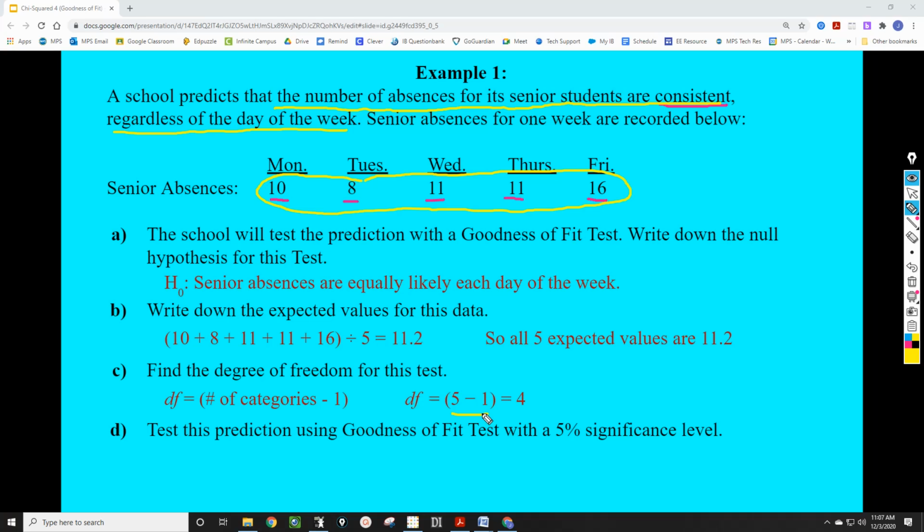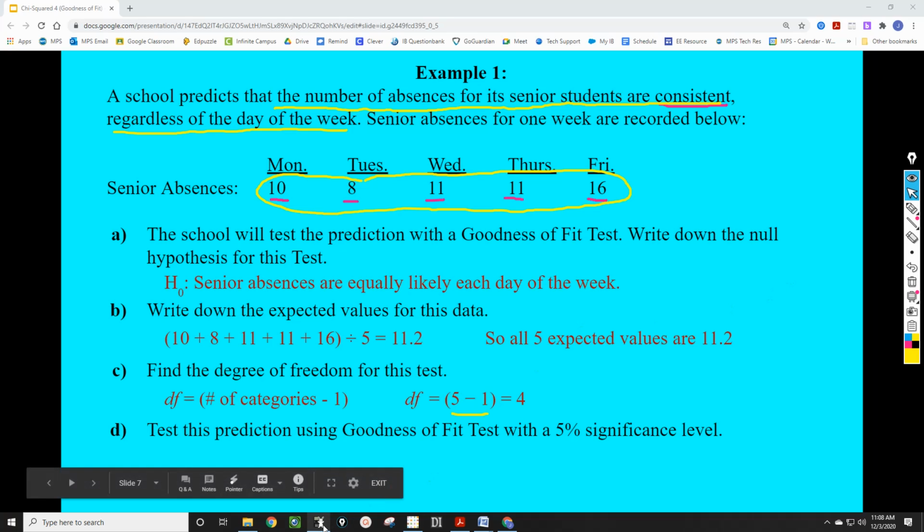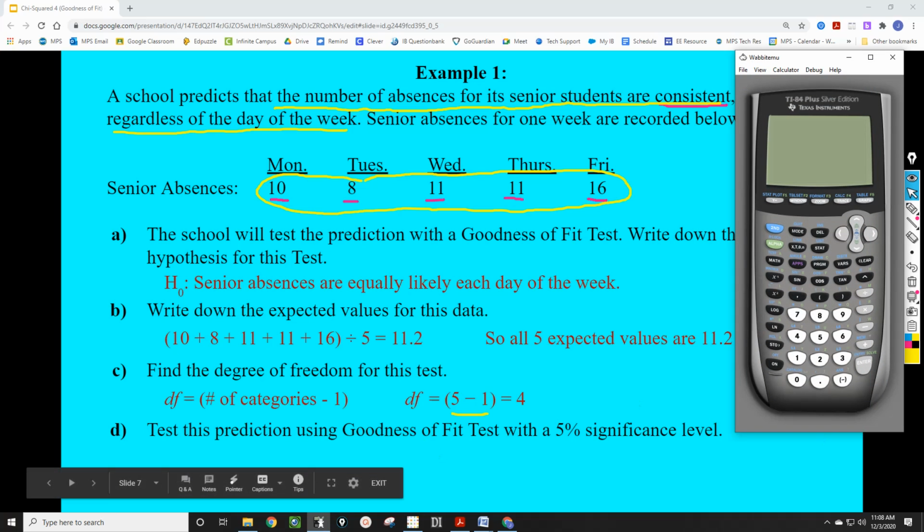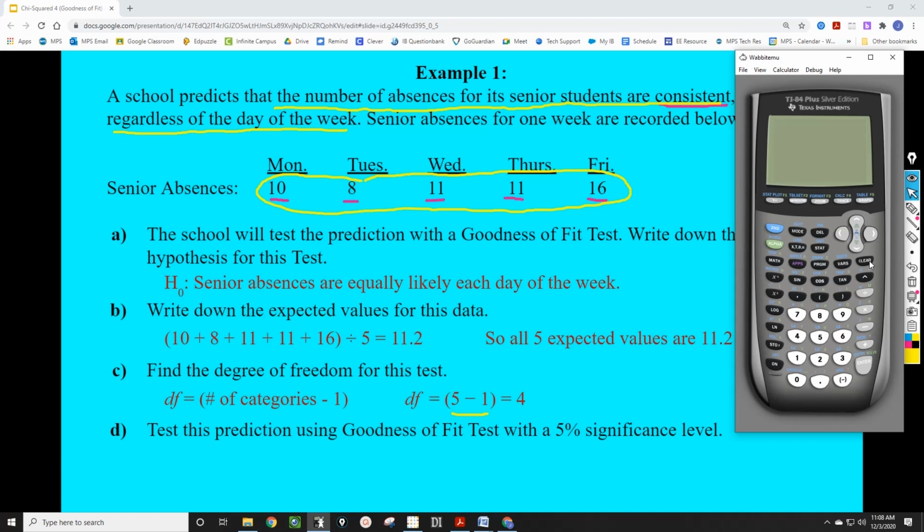And now finally, with all that information, our degree of freedom and our expected values, we're going to test our prediction using a goodness of fit test and a 5% significance level. So I'm going to be focusing on using the p-values rather than a chi-squared value, but we could also do this using the chi-squared equation and get our critical value. So let's talk about how to get this all into our calculator to do it that way.